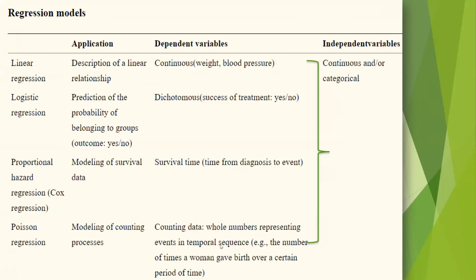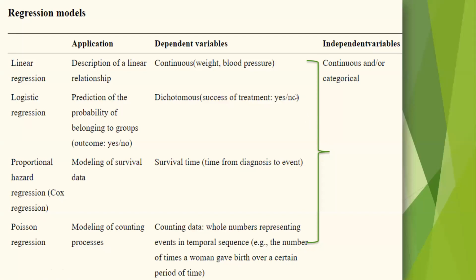So you use a Poisson regression, where your dependent variable is a discrete variable, for example the number of times women gave birth over a certain period of time. So these are some examples by which you can understand. Okay, so I'm moving to the next.